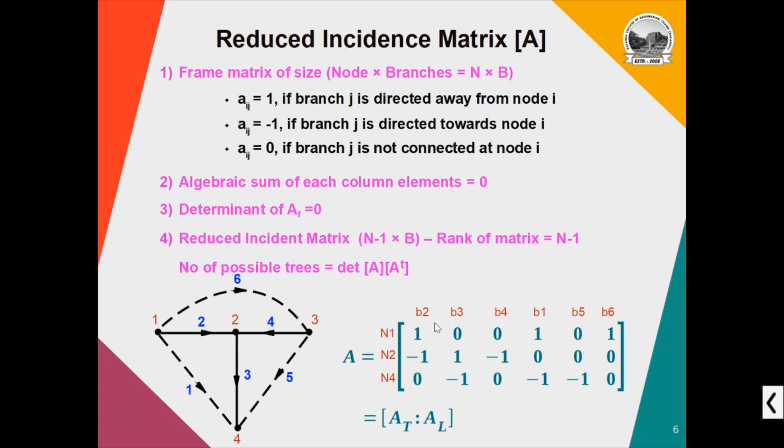Okay, so now the rank of the matrix will be n minus 1 because the singularity is removed by the removal of one of the nodes. That's why the rank of the matrix will be n minus 1.